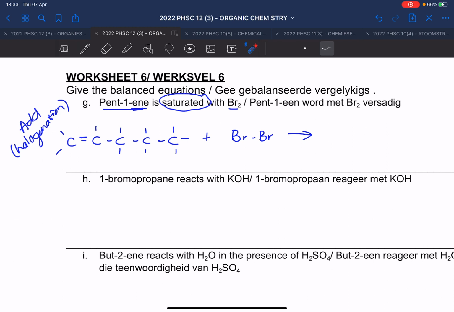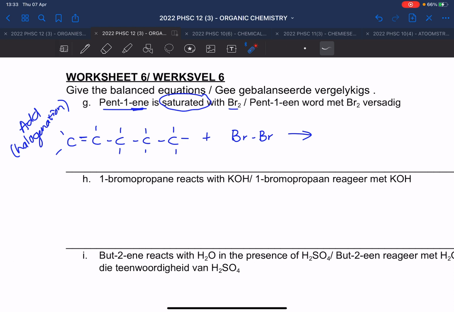So I can ask you one of two questions. I can either ask you what type of reaction is this. Then you have a choice. You can either say addition or halogenation. Or I can ask what type of addition reaction is this. Then you must say halogenation. You add only pure halogens, so you can add chlorine, fluorine.